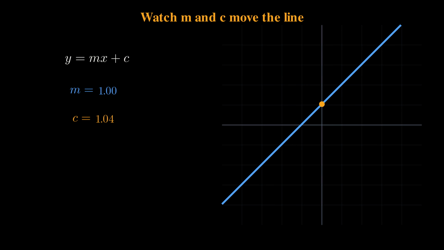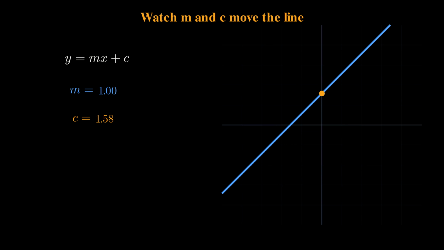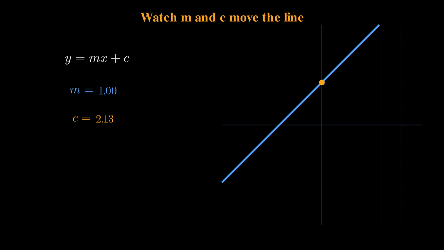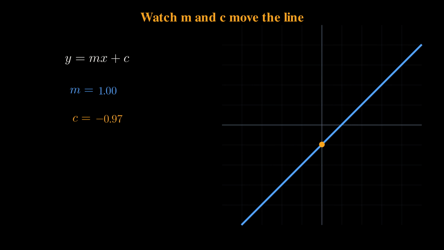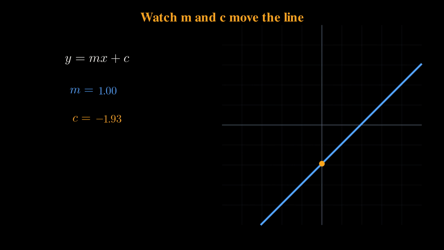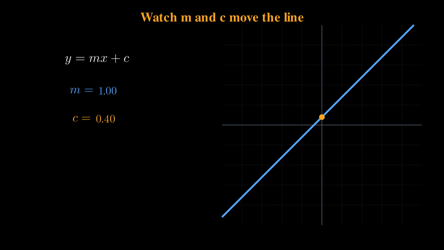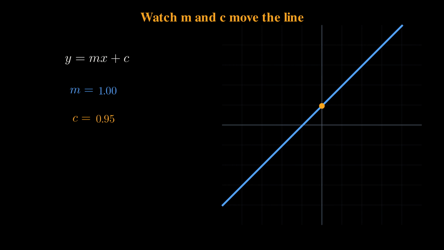Now hold the gradient still and change only c. The whole line slides straight up and down, and the y-intercept rides with it, because c is exactly the height where the line crosses the y-axis. So m controls the tilt, and c controls the height. Two knobs, and between them, they build every non-vertical line there is.